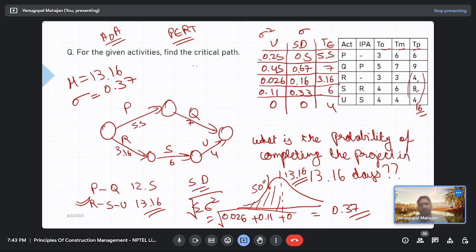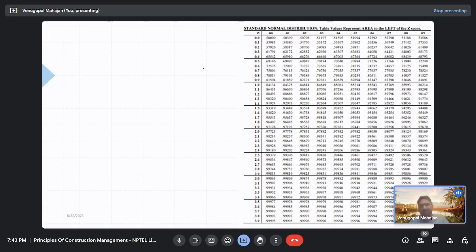So if someone asks you, and that would be a question, what is the probability to complete the project in 14 days? Okay, so for 14 days you have to follow this. You will be provided with this table, the normal distribution table. How many of you guys are not familiar with this table, or what is actually happening here? Okay, a couple of guys.